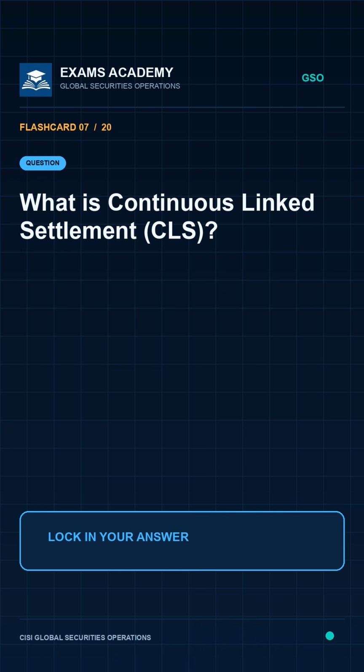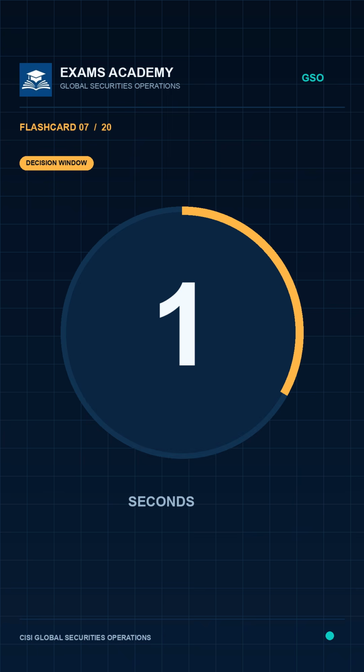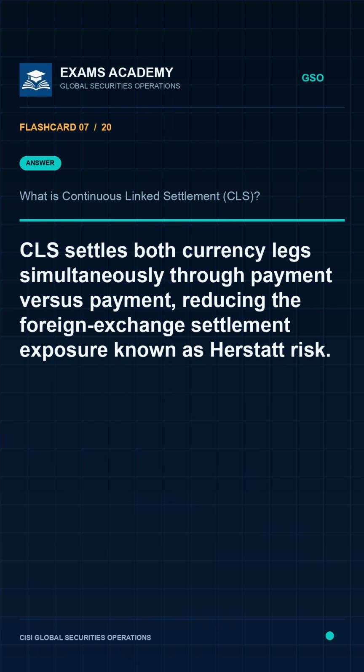Question 7. What is continuous linked settlement, CLS? Answer. CLS settles both currency legs simultaneously through payment versus payment, reducing the foreign exchange settlement exposure known as Herstatt risk.